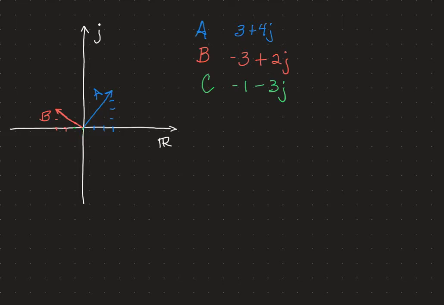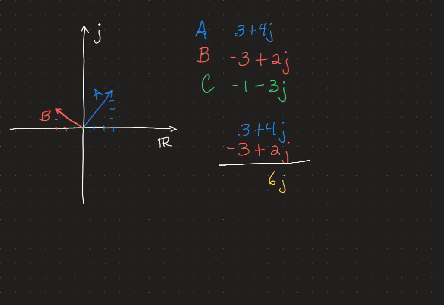So let's add a couple of these numbers. Let's add A and B. So we have 3 plus 4j. To that, we're going to add a negative 3 plus 2j with the method that we talked about in the previous video. That would give us 0. Okay, the 3 minus 3 gives us 0 in the real direction, but we would have a 6j.